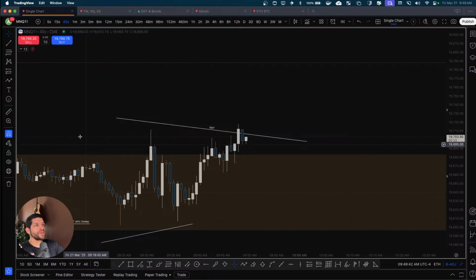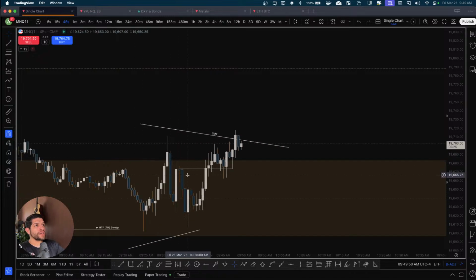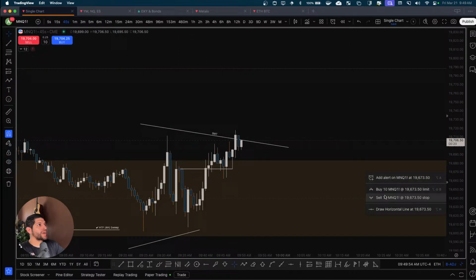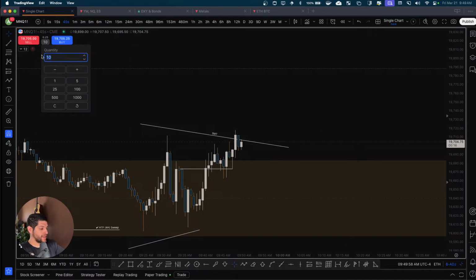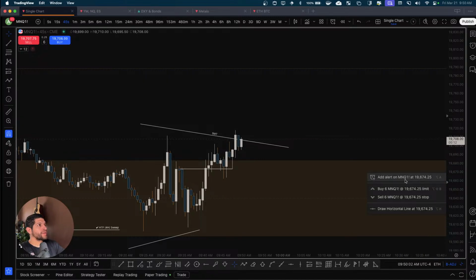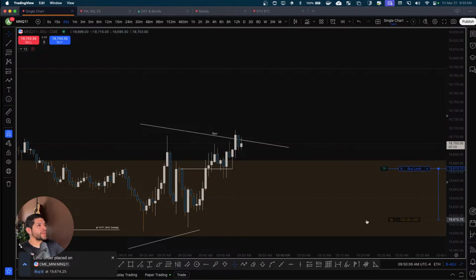This is our first here. That's the sweep manipulation. Here's our CISD, right? CISD, boom. Entry would have been here. If we can get back in here, we'll do this. Let me go with 6. Will it let me? Yep. Stop loss at this low.